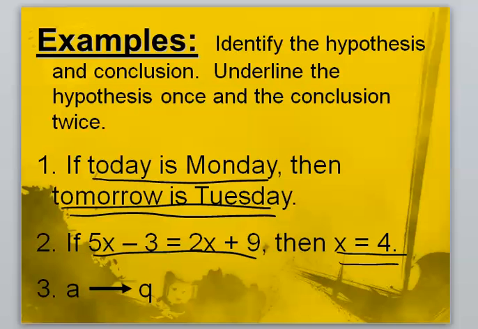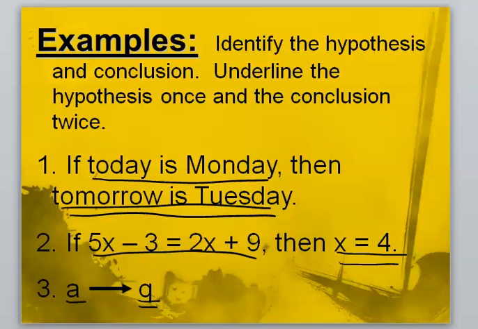Example 3 is an if-then statement, but it's written using notation rather than writing the sentence out. The first part is the hypothesis. The arrow is read implies, and the second part is the conclusion. So this is A implies Q. It's like saying if A, then Q. So when you see this notation, A implies Q, the first part is your hypothesis. We'll underline that once. The second part behind the arrow is the conclusion.